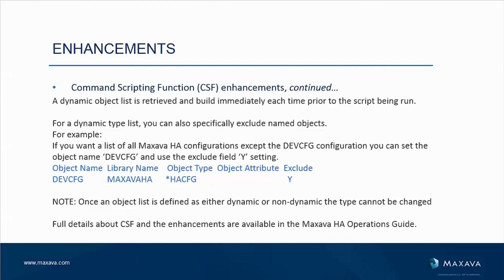The dynamic list can also specify to exclude named objects. For example, if you want a list of all the Maxava HA configurations except configuration DEV-CFG, you can set up an exclude option by setting the name, setting the *HA_CFG type, and then setting the exclude field as yes.